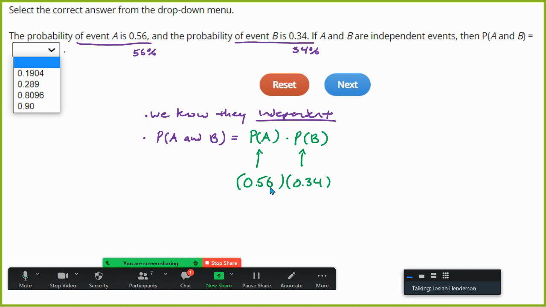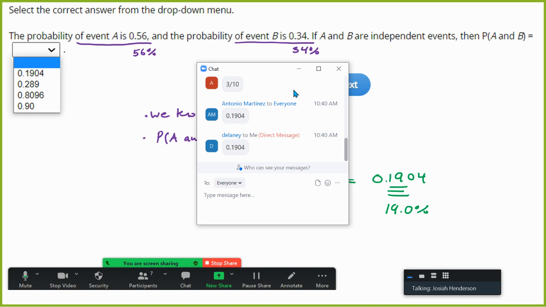I see one answer in the chat. Thank you. If you get it too, I want you to try it and we'll all compare notes. I don't always do things right, so I want to check it against what you get so we can all make sure we're on the same page. I got 0.1904. So if I look at those first two spots, that's our percentage basically, 19% or 19.0%. Let's see what you guys came up with. Good job, Antonio and Delaney.